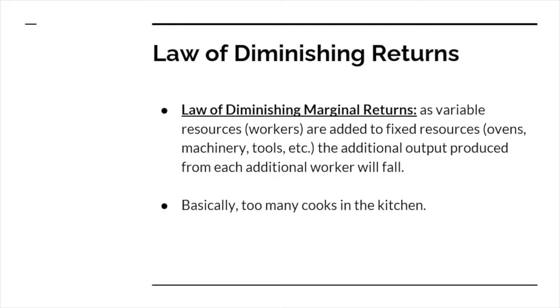All this law of diminishing returns says is just as we add more workers to fixed resources, each worker is going to become less and less productive. And so that's why this last bullet point is just the idea of too many cooks in the kitchen. That eventually our total product and our marginal product is going to fall because workers or these variable resources are going to start to get in each other's way.